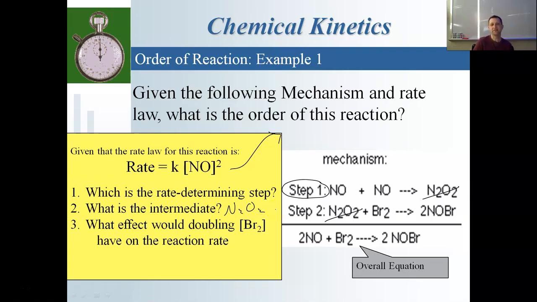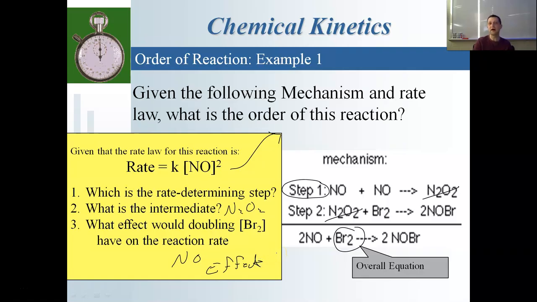I love the next question because it says, what effect would doubling Br2 have on the reaction rate? So Br2 is here in our overall chemical equation, right? But look at your rate law. The only items that determine the rate of your chemical reaction are things that are found in the rate law. So if you look at your rate law, it's just rate equals k times NO squared. Bromine isn't found there at all. So what effect would doubling Br2 have on the reaction rate? It would have no effect.